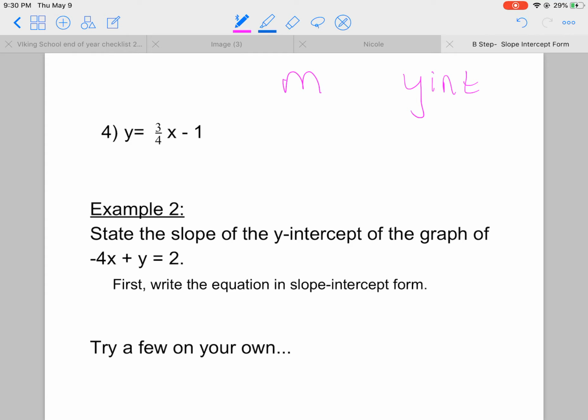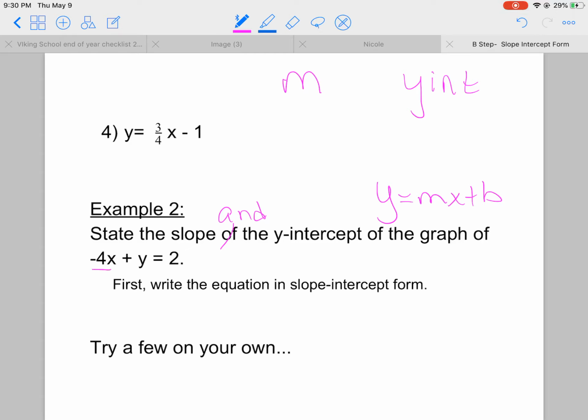Sorry, I was coughing. Example 2. State the y-intercept and the slope of the graph of -4x plus y equals 2. Well, clearly you see that that is not in slope-intercept form. So we need to get it in slope-intercept form. So we need to rewrite it, which just means juggle it around, shuffle it around.